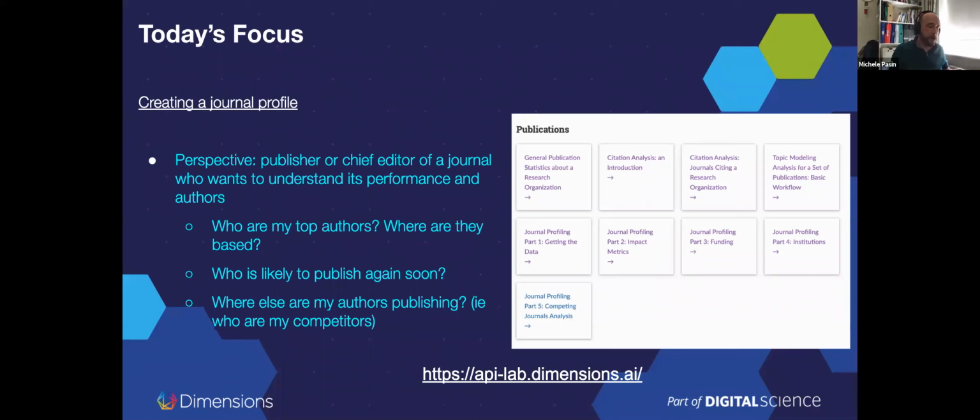For those of you who do not know what the API Lab is, it's essentially a collection of tutorials to show you how to use the API to solve real-world problems in general. So for creating a journal profile, we got 5 different tutorials. As you can see from the screenshot on the right-hand side, they are numbered as part 1 to part 5.